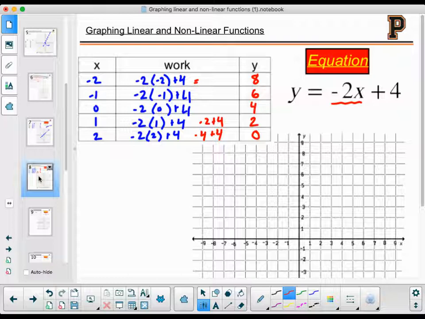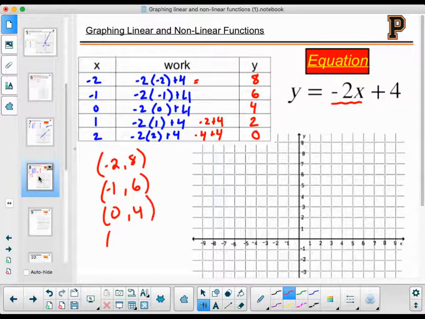Now all I need to do is treat each one of those like ordered pairs. So I've got the ordered pairs -2, 8, -1, 6, 0, 4, 1, 2, and 2, 0 that I need to throw onto this graph. -2, 8 is to the left 2 and up 8. Here's my first point. -1, 6 is right about there. 0, 4 is right about here. That's called the y-intercept, by the way. 1, 2 is right there, and then 2, 0 is right there.